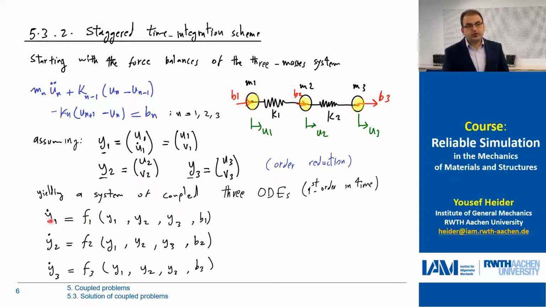The first equation would be then y1 dot equals f, and it includes the unknowns. So it includes y1 for the first mass, and y2 and y3 for the second and third mass, because it is a coupled problem. So each equation includes information from the other equations. Then we have here also y2 dot and y3 dot. So we have these 3 equations. If we want to follow the monolithic scheme, then the 3 equations will be solved in one step. But now we are talking about the staggered time integration scheme, so we will solve these equations in a sequential manner.